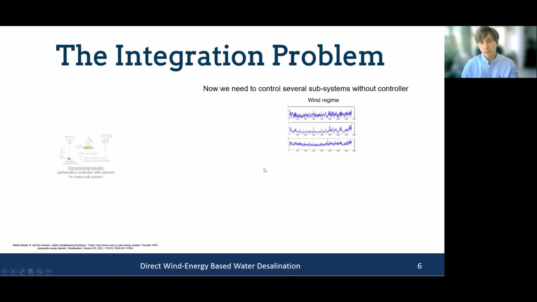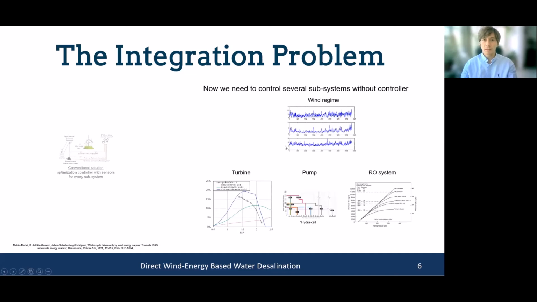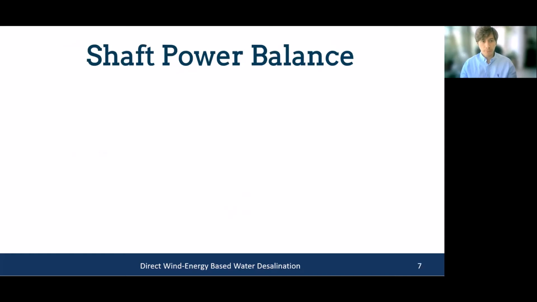In this case, we have a certain wind regime, and we have a wind turbine, a pump, and a desalination system that we need to integrate. Each one of them has a different efficiency curve, depending on its rotational speed, on the pressure, on the flow rate. So how can we maximize the desalination system outputs if we don't have any controller?